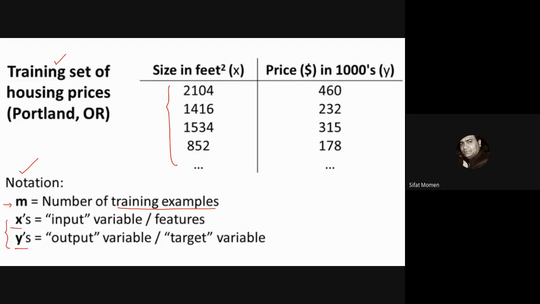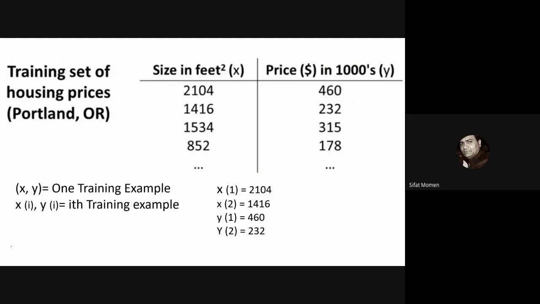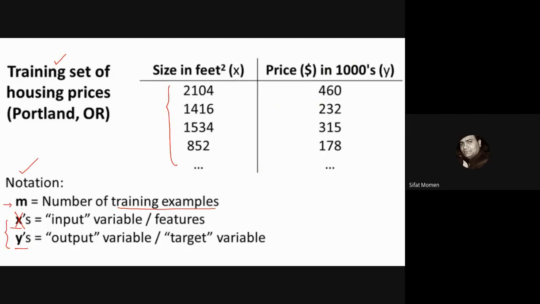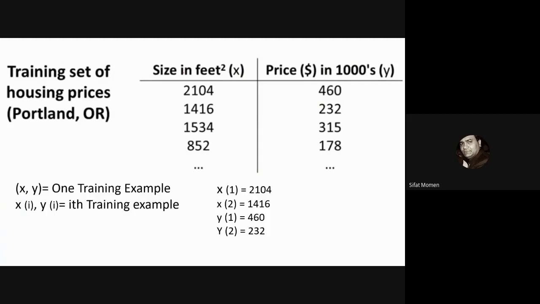Sometimes we write X as capital X, but Y as small y. But here, because I'm using only one feature, it's a univariate linear regression, so small x is very fine. Now here's an example of that one. This is my training set, the entire thing is my training set. This is my first instance, that's my second instance, that's my third instance, and so on.